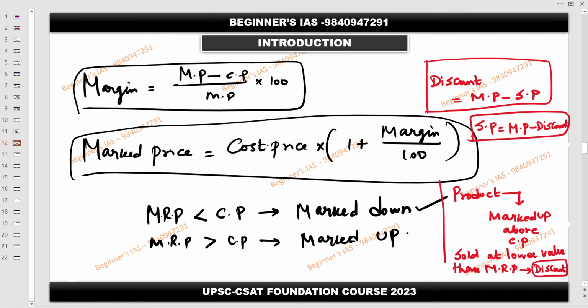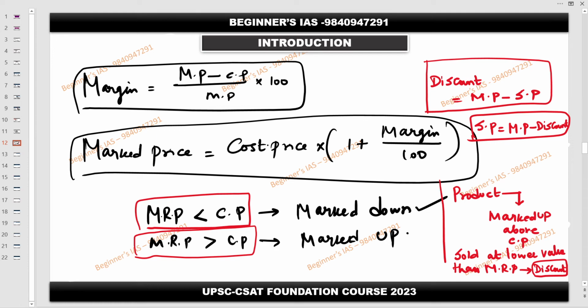Sir, I was asking, is marked down and marked up the same? When the MRP is less than the CP, then you call that as the markdown. And marked up? When the MRP is greater than the CP, then you call that as a marked up. Okay, fine. Thank you, sir.